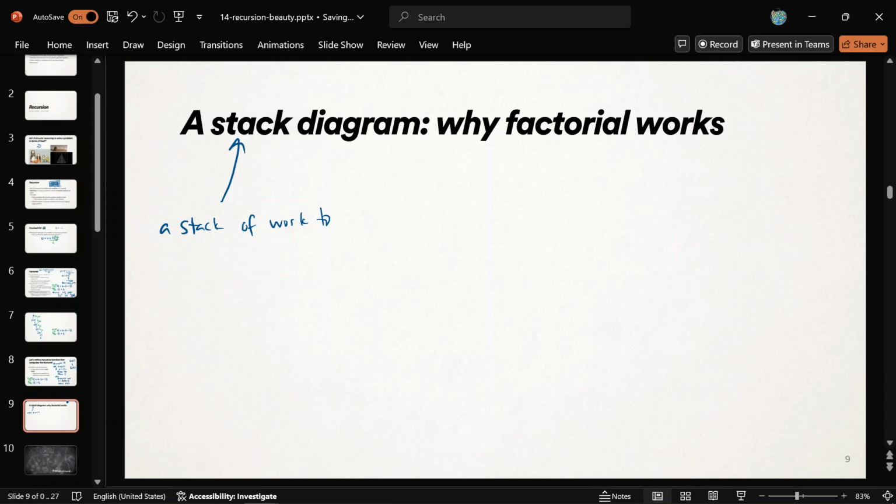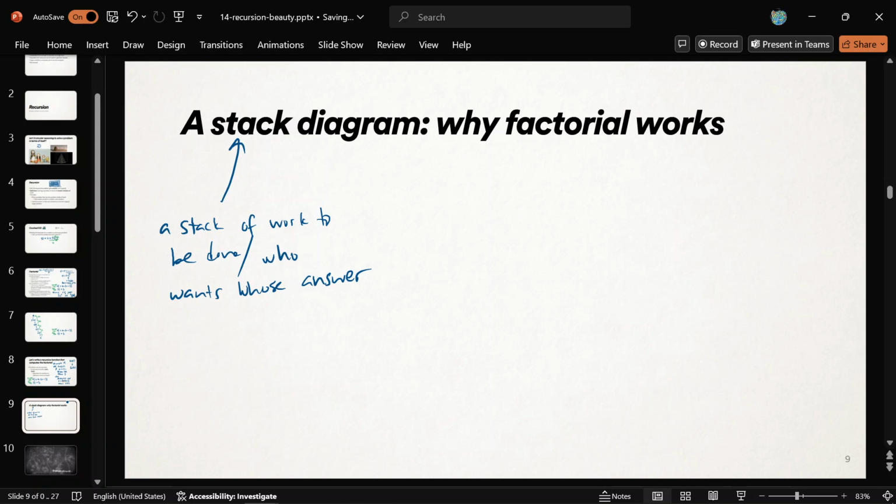Stack of work to be done. And it's also going to have fact of 5 waiting on fact of 4, waiting on fact of 3. There's going to be a priority to it, and it's going to grow. It's also going to reference that the person below you wants your answer. So it's also going to talk about who wants whose answer. That'll make sense when I draw it. Who wants whose answer?